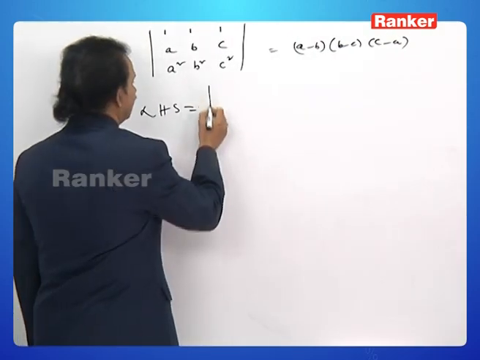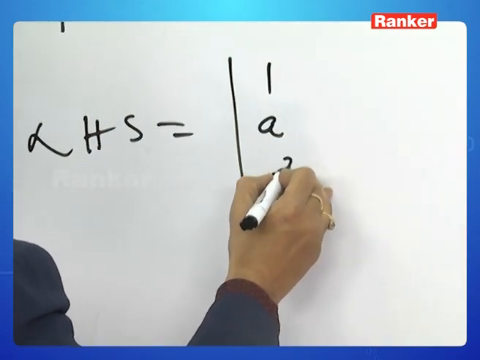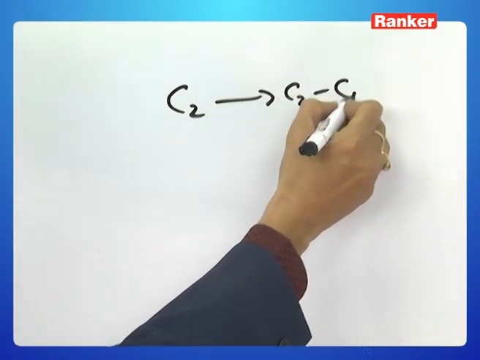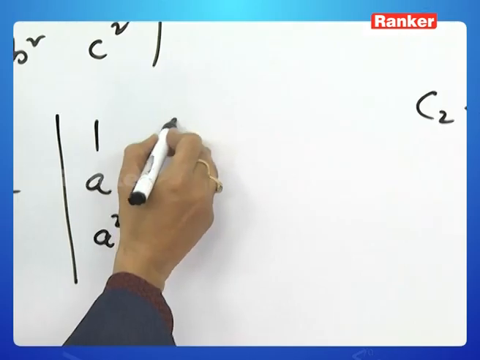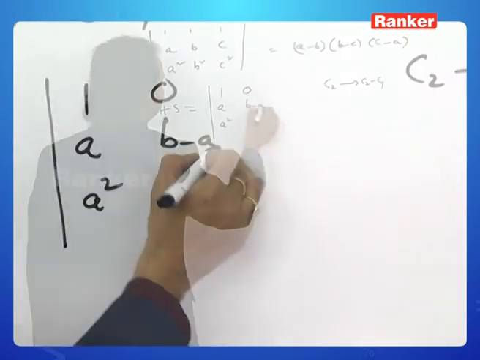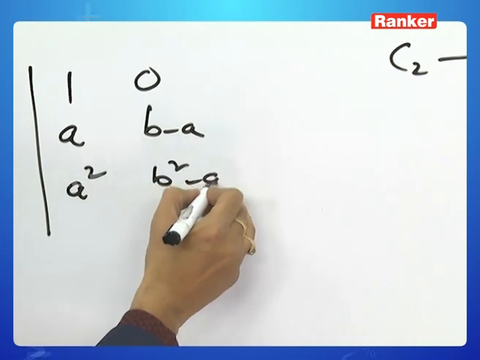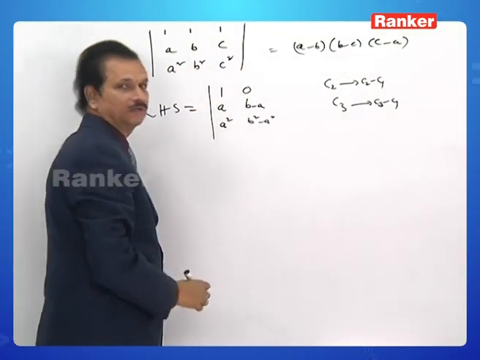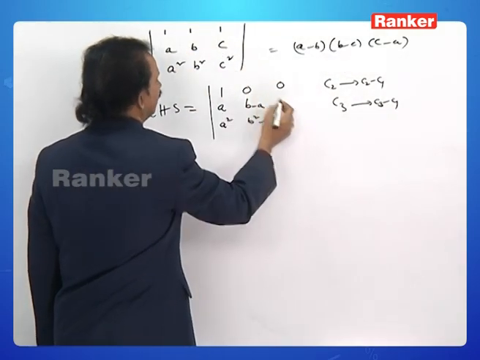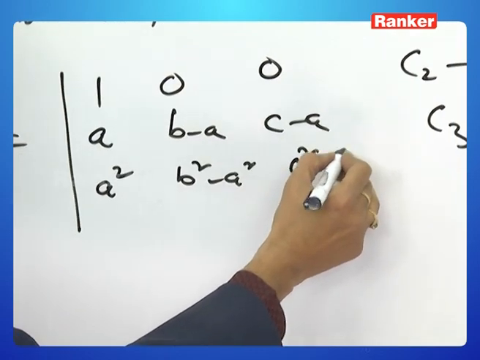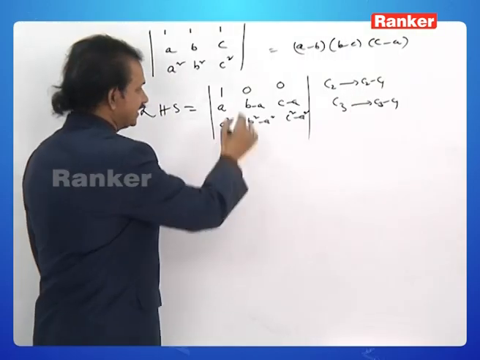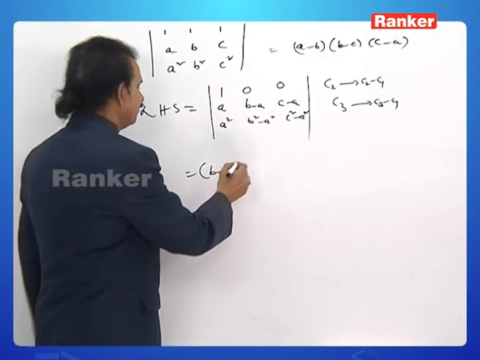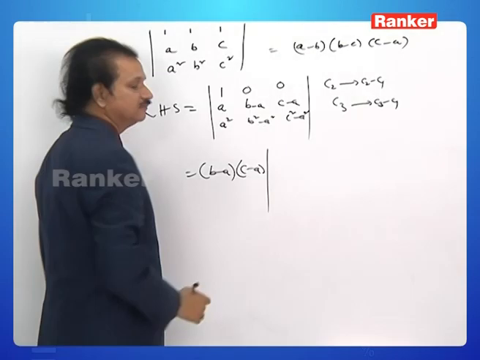LHS. Keep the first column constant, don't touch it. Second column, I am changing second column as C2 minus C1. 1 minus 1, B minus A, B square minus A square. Again third column, 1 minus 1, C minus A, C square minus A square. In the second column, you can have B minus A as a common factor, and in the third column, you can have C minus A as a common factor.